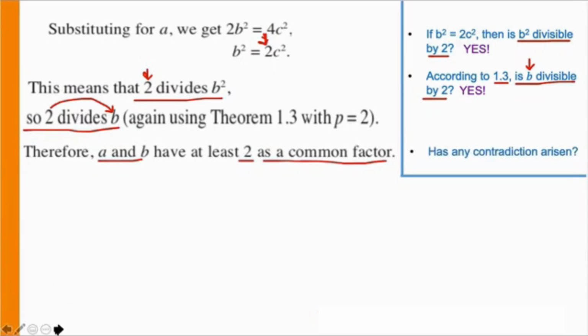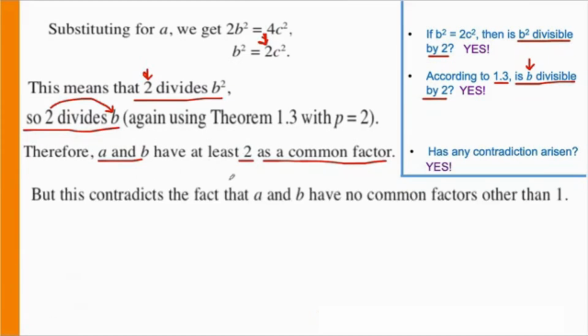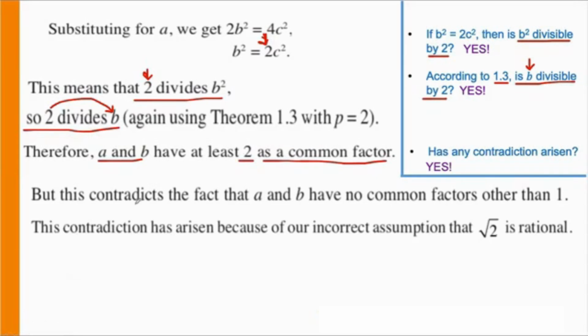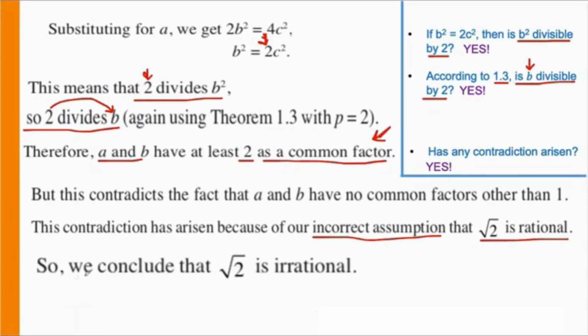Now, has any contradiction arisen? Yes, it has. But this contradicts the fact that a and b have no common factors other than 1. So this contradiction has arisen because of our incorrect assumption that root 2 is rational. This was not correct. We cannot assume this, because assuming this will create a contradiction like this. And therefore, we conclude that root 2 is irrational.